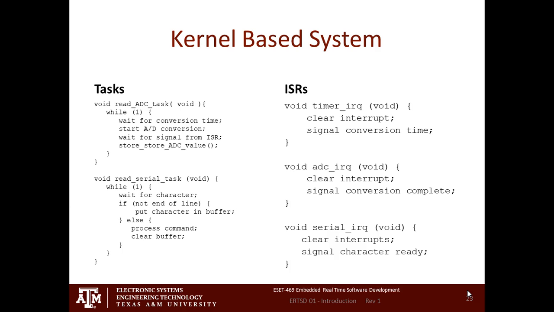I have this other task that's going to read something off the serial port. And basically what it's going to do is wait until it gets a character. When it gets a character, if it's not the end of line, it's going to put the character in the buffer. If it is the end of line character, then it's going to do whatever it takes to process the command, and we're done. We're going to go off and wait again. Okay? Now, interrupt service routines.